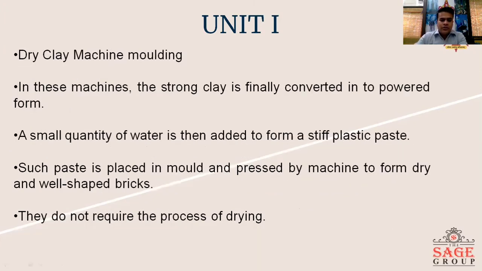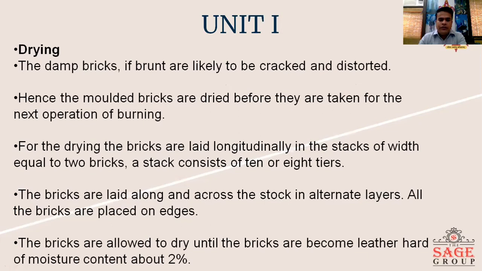Then dry clay machine molding. In this, the stronger clay is finely converted into powder in the machine and a small quantity of water is added to get a stiff plastic paste. Then such paste is molded and pressed by a machine to get the shape of the brick. In this process the drying process is omitted because it doesn't require any kind of drying.